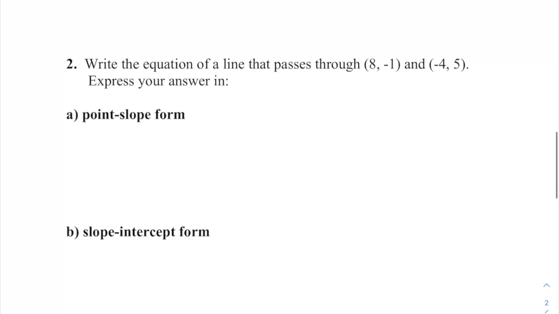And we're going to take on a different problem, an old problem here. Write the equation of a line that passes through (8, -1) and (-4, 5), and we're going to express it in point slope form and then slope-intercept form. Now we've done this in slope-intercept form a number of times, but for point slope form, you need the slope. So here we go. Let's get that slope first.